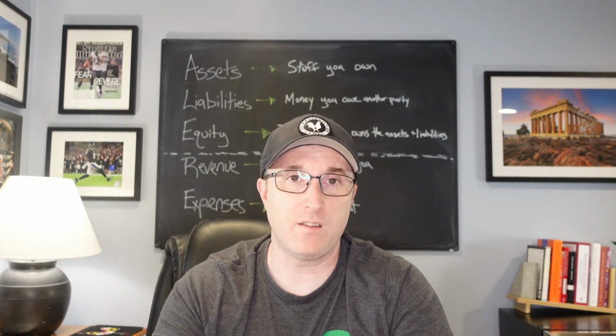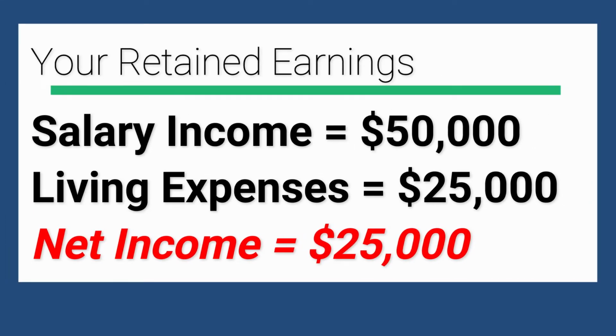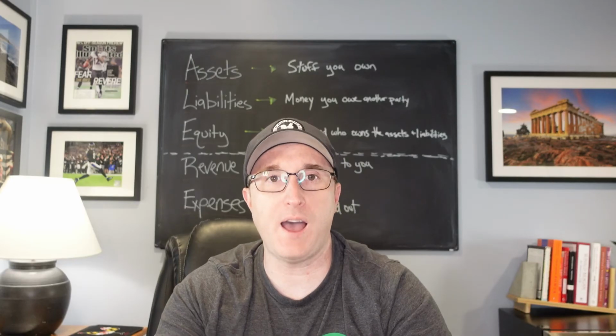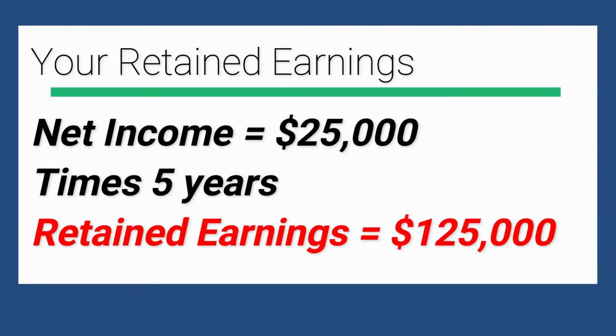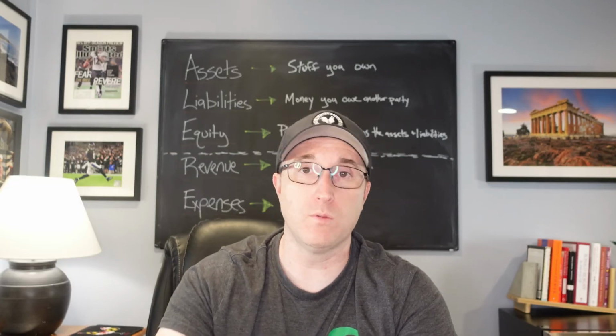Another way to think about retained earnings is to say you have a job. You earn a salary. Let's say you make $50,000. Then you have your living expenses. Let's say it's $25,000. At the end of the day, you have net income or money left over of $25,000. Now let's say 5 years go by and you have that same amount, extra $25,000 a year. Then you would have $125,000 of retained earnings left in the business, or you incorporated, you.